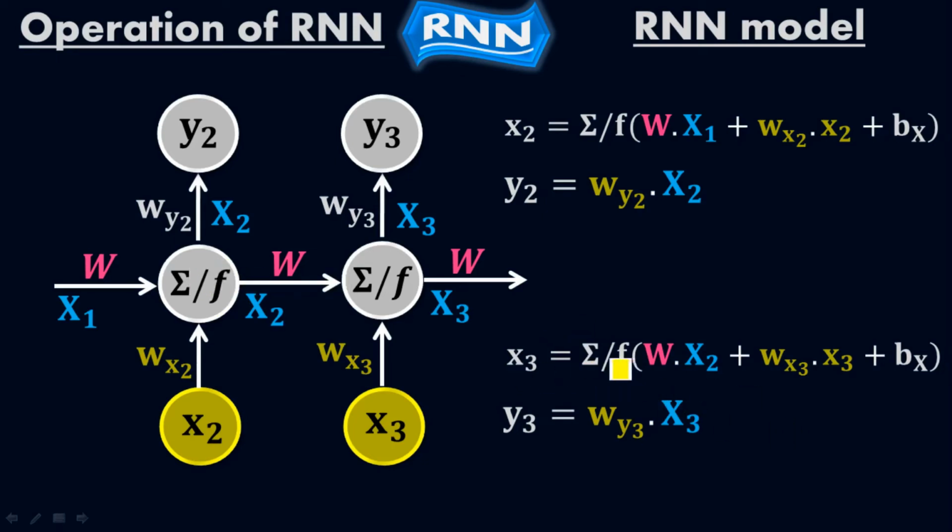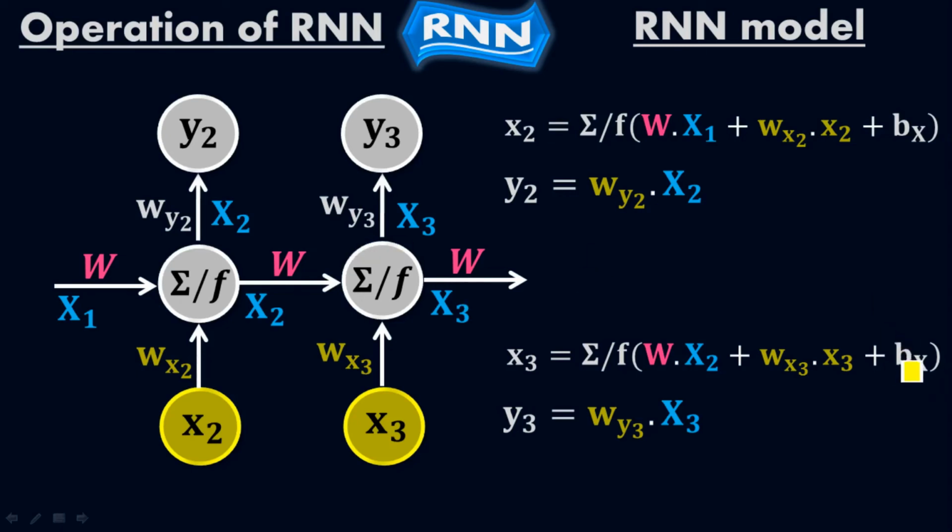So x sub 3 equals summation with activation function of weight W times x sub 2, which is the output of this node, plus W sub x sub 3, which is the output of this x sub 3, times x sub 3, plus bias value, which is B sub x. Bias value is the B sub x.